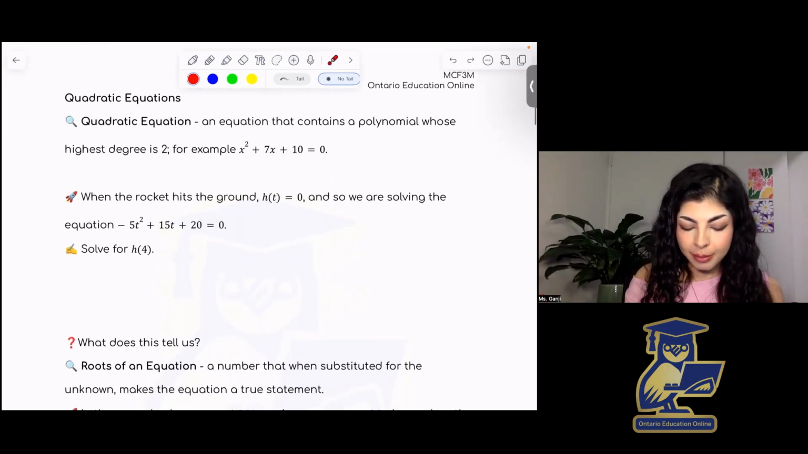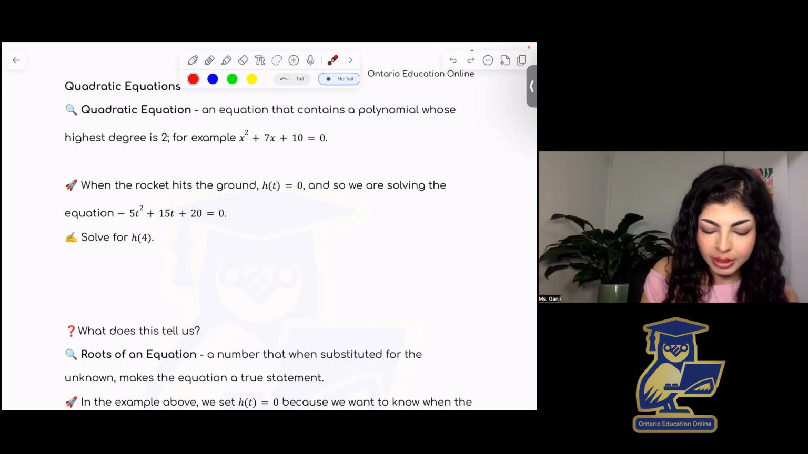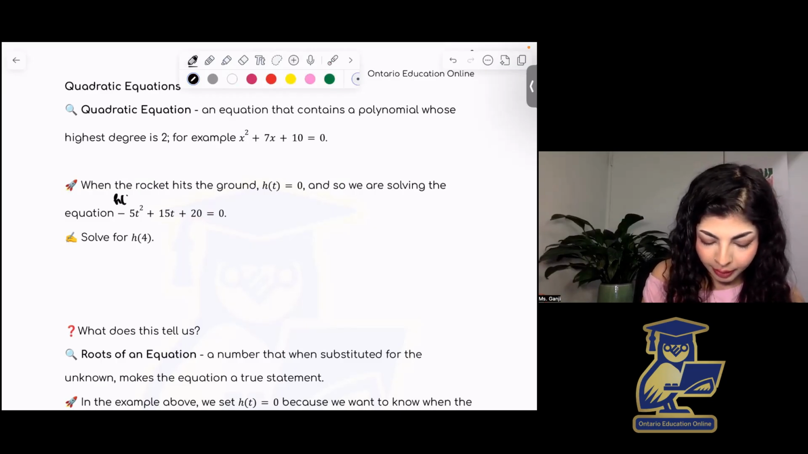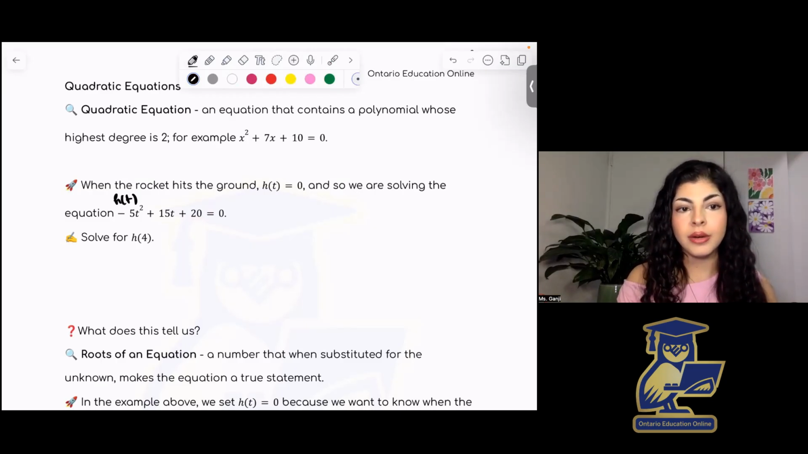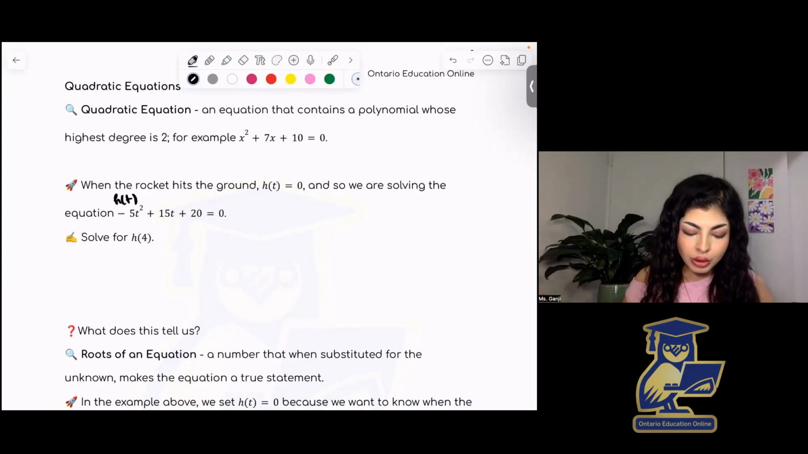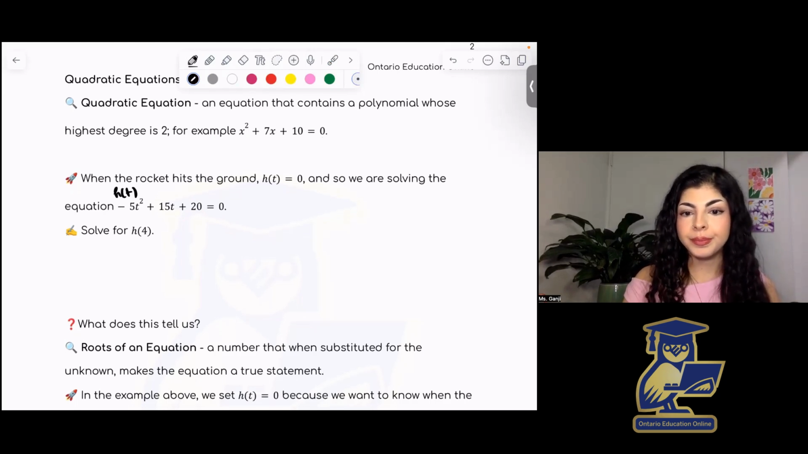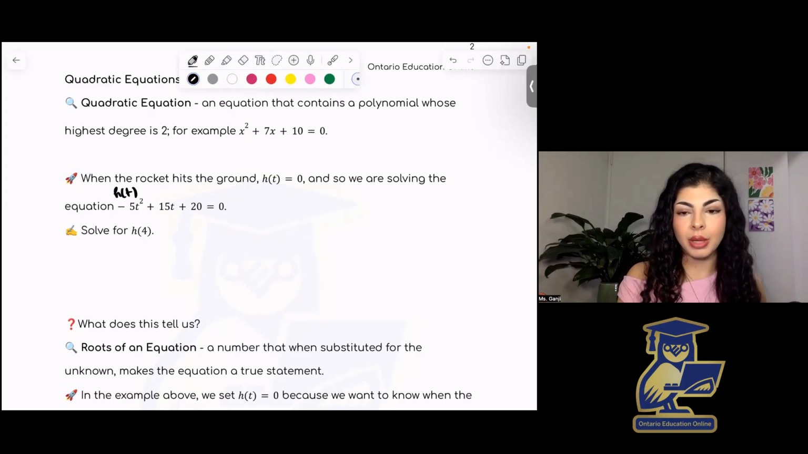So, in our example of the rocket, when the rocket hits the ground, its height is 0. So we're essentially solving the equation where its height, remember this is just h of t, the expression for h of t, or the function h of t. So we want to set this equal to 0 in order to find the correct time that gives us the height at 0, which is also the time when the rocket has landed. So here, try first, solve for h at time equals 4.